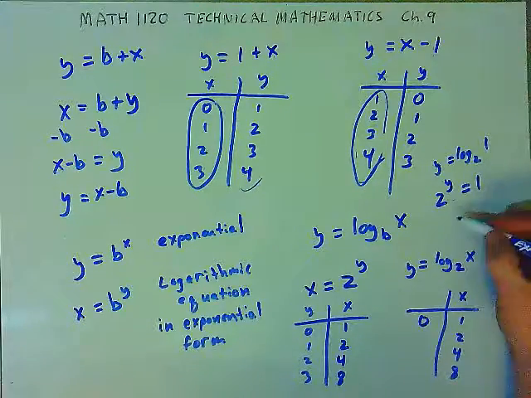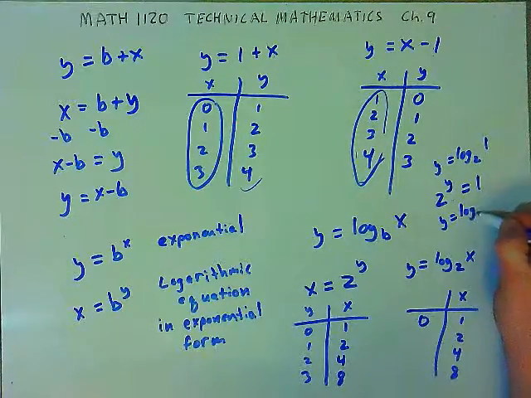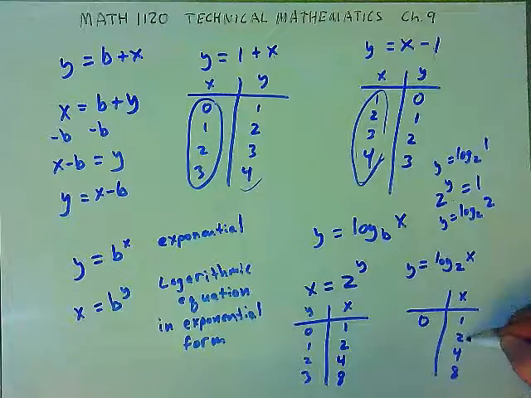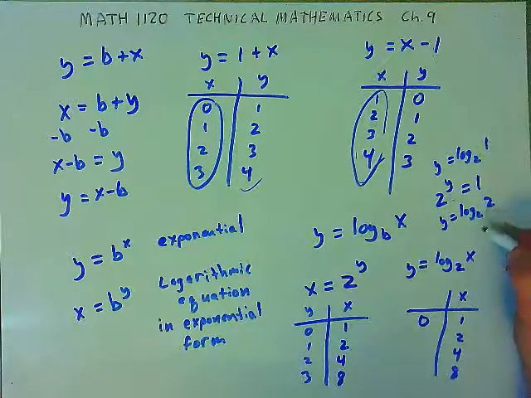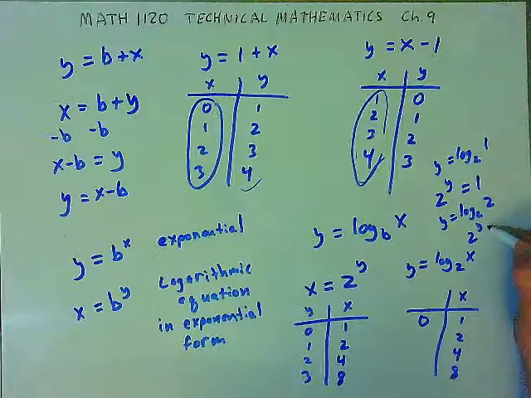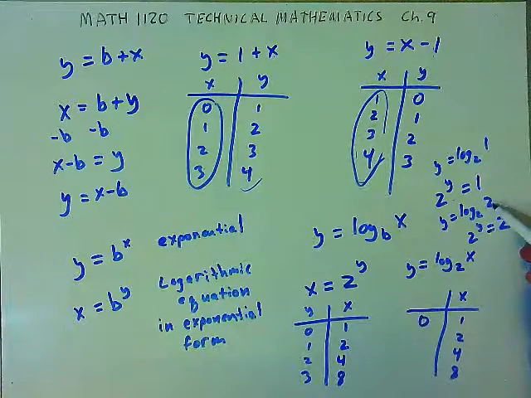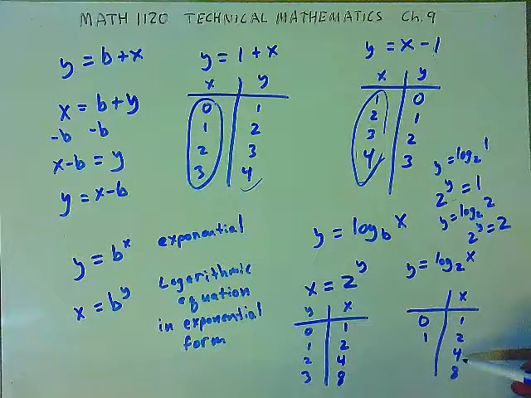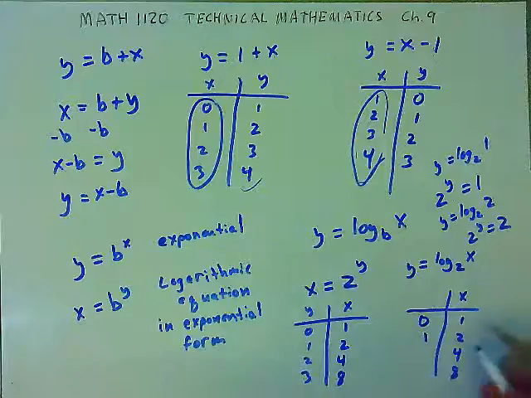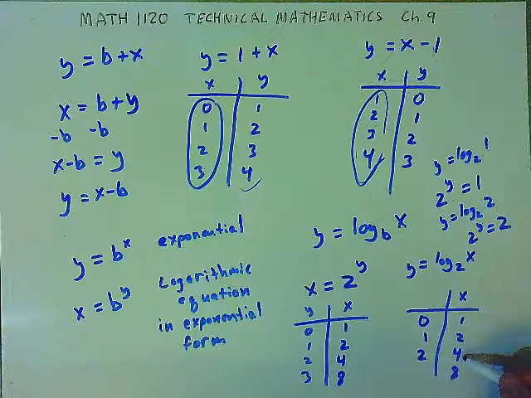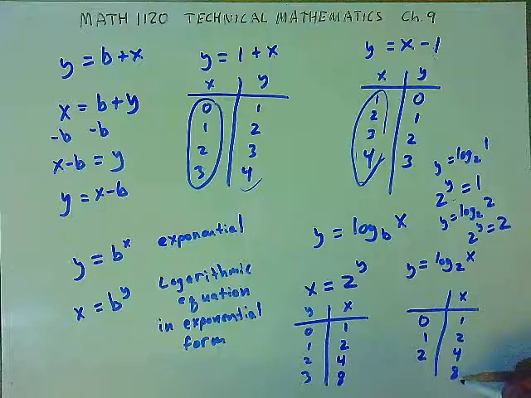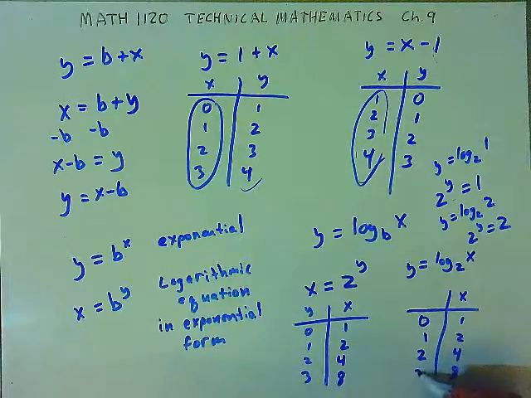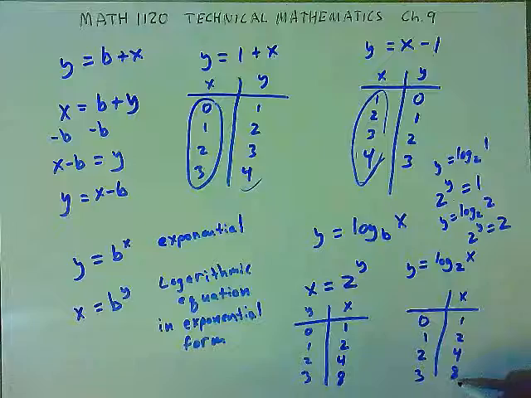Likewise, let's say that y is equal to log base 2 of 2. Now we're going to let x be 2. Again, this is asking us, 2 to what power is equal to 2? The answer is 1. Same thing here: log base 2 of 4. We're saying 2 to what power is equal to 4? The answer is 2. 2 to the second power is equal to 4. 2 to what power is equal to 8? The answer is 3. 2 to the third power is equal to 8.